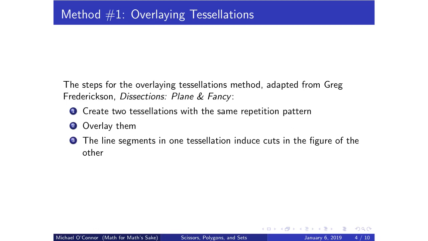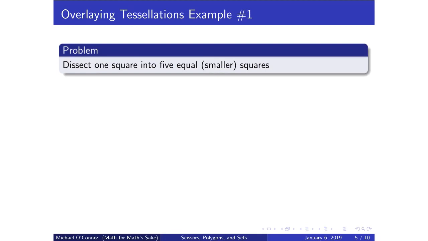The description from the book is that the way you work this is you create two tessellations of the things that you want to dissect. You overlay them, and then you allow the line segments in one to induce cuts in the figure of the other. So let me tell you how that's supposed to work. At least I don't find it so obvious.